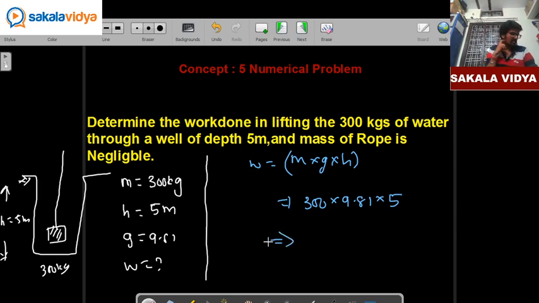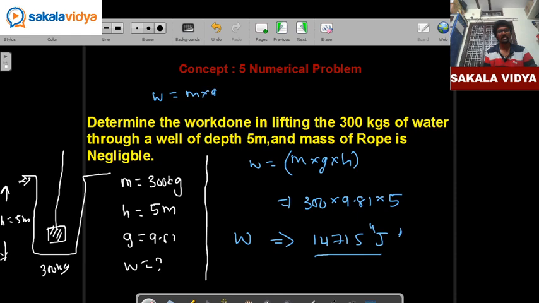So what is the answer? I guess we are going to get 14715 joules. So this is the answer for the work done. Work done is equal to 14715 joules. So what is the formula for that? Work done is equal to m into g into h.